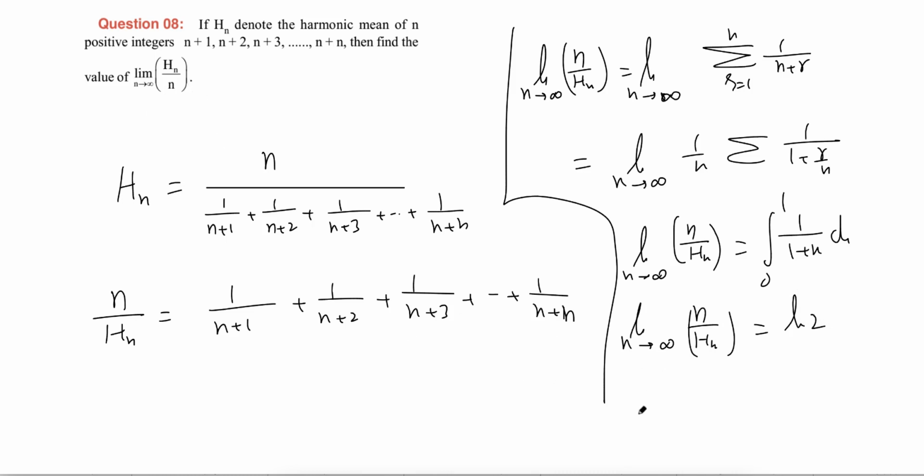But they ask for this value, no problem. Limit n tending to infinity, Hn by n will be equal to 1 by ln2. This is the answer, right? And I'm sure it's the correct answer. Okay, next question.